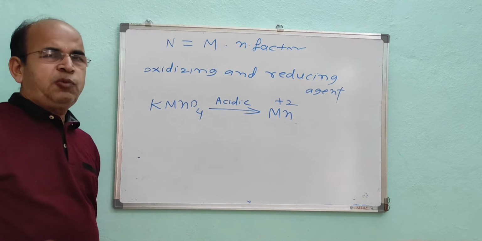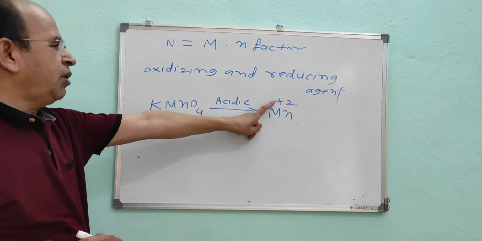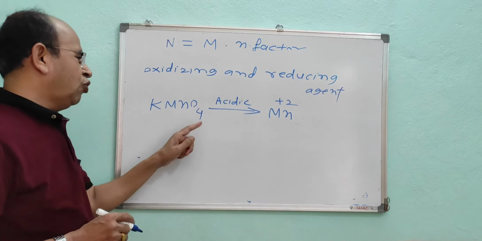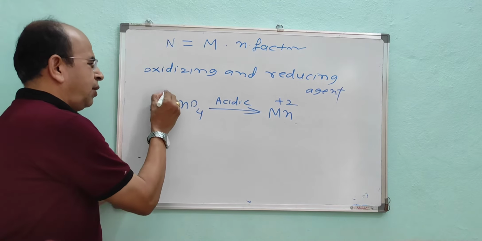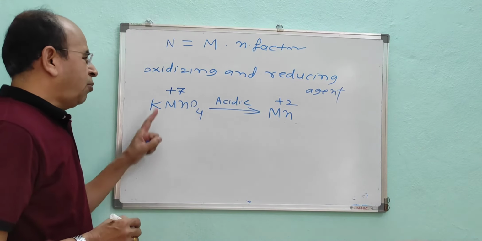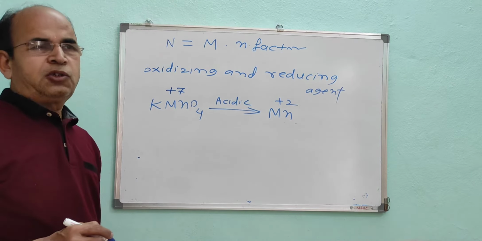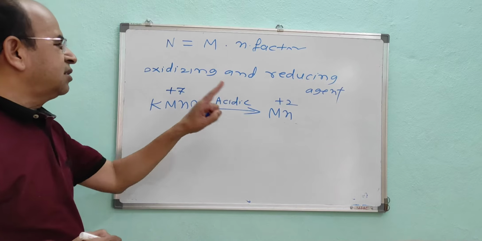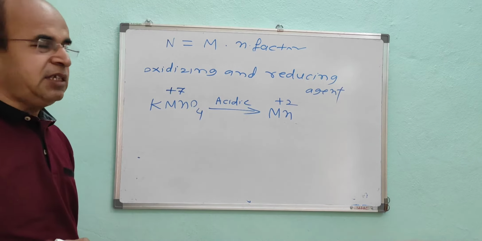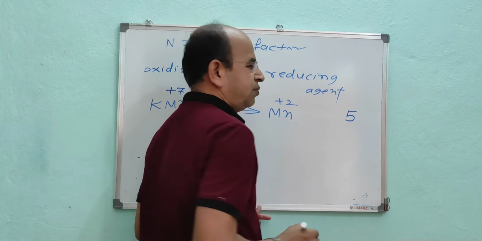You find the oxidation state of Mn. Here oxidation state of Mn is plus 2. In KMnO4 the oxidation state is plus 7. So the change in oxidation state is from plus 7 to plus 2. What is the difference? Difference is 5. The change in oxidation state is 5. Therefore, here N factor is 5.